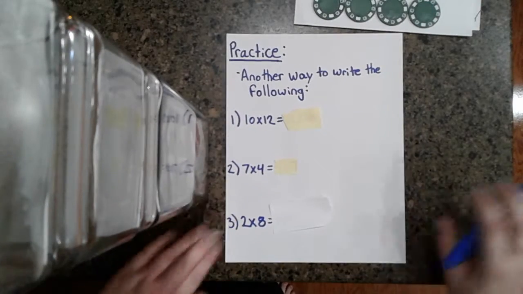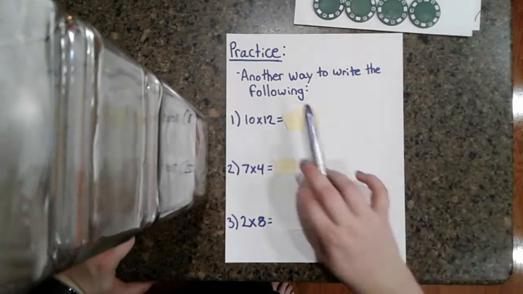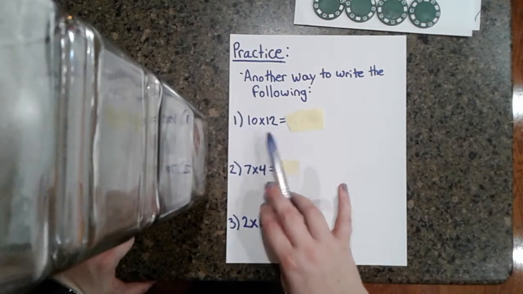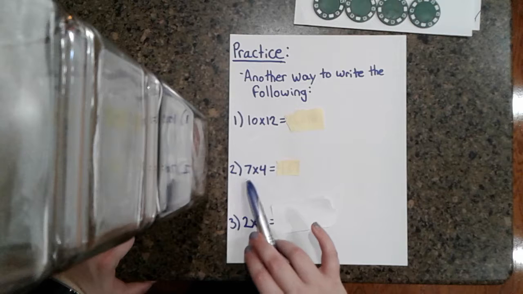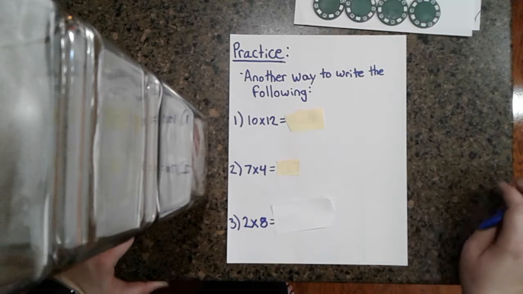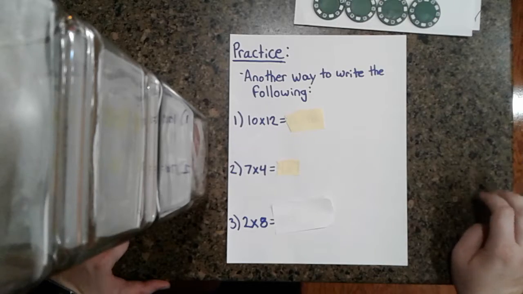If you want to go ahead and pause the video now, you can. All you're trying to do is write another way to write these equations. So 10 times 12 equals what? 7 times 4 equals what? And 2 times 8 equals what? Go ahead and pause the video now.